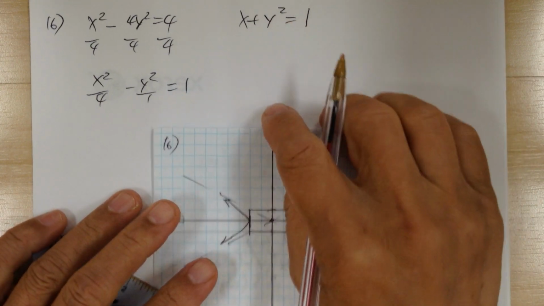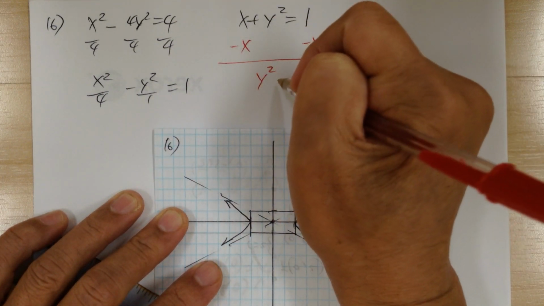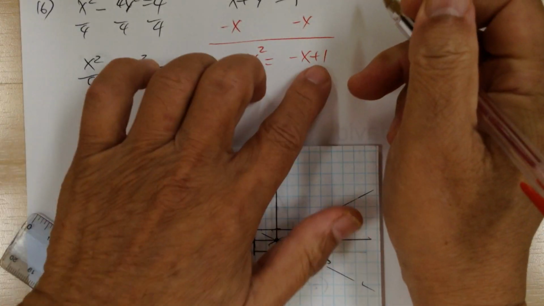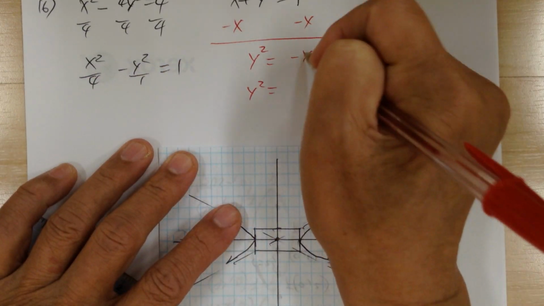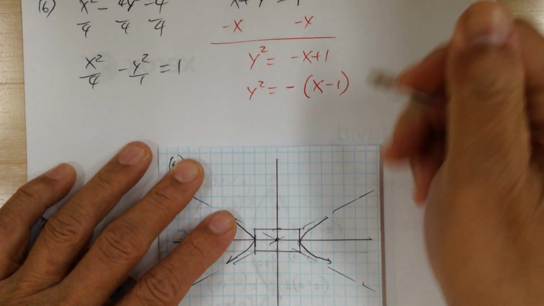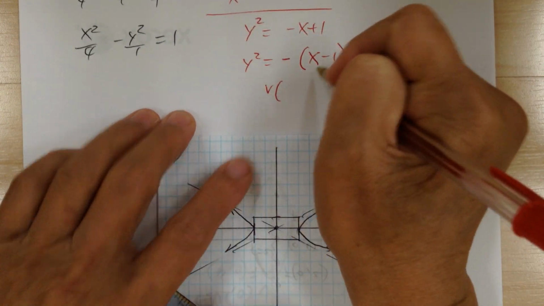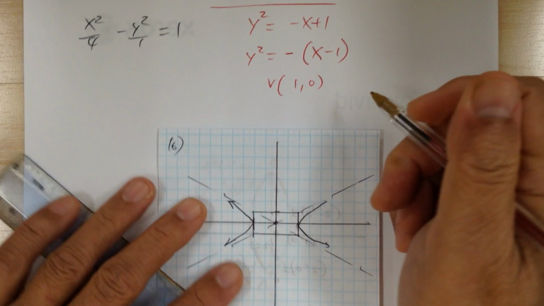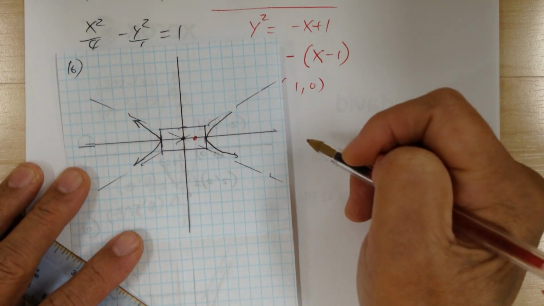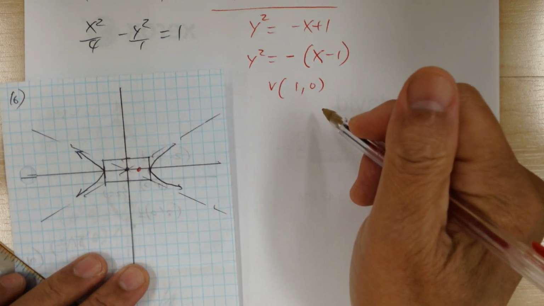Now let's do this one over here. This is going to be a parabola, so I'm going to subtract x on both sides. I get y squared equal to negative x plus 1. Remember, you have to put it in standard form, so I need to factor out everything in front. Factoring out the negative, you get negative, x minus 1. So this is a parabola, and the vertex is going to be at 1, 0, and it opens in the x direction.